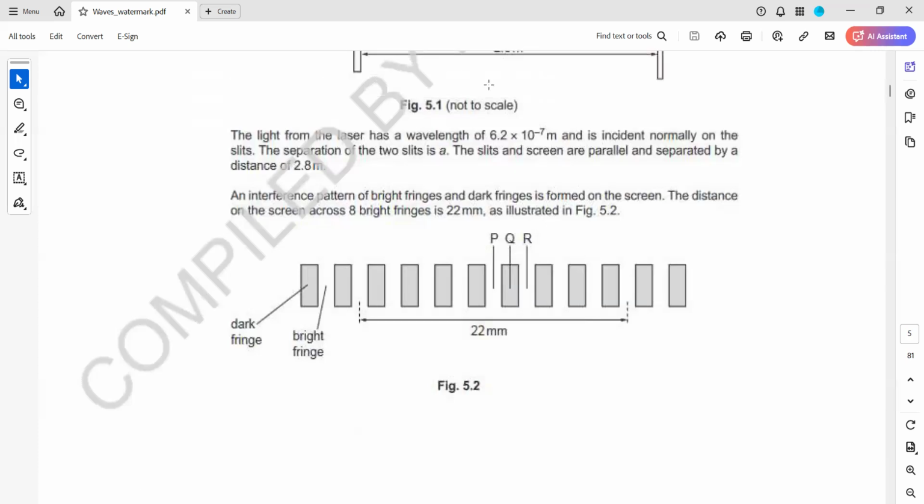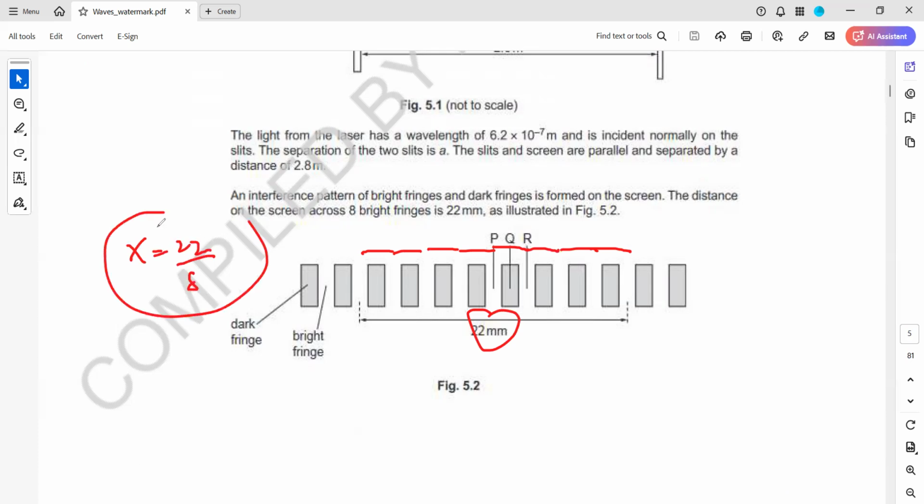And 22 millimeter is the space across 8 fringes. So 8 fringes have that spacing, so we can work out x. x is the spacing between the fringes. So x will be 22 millimeter divided by 8. That will be x. Now the question is what we need.